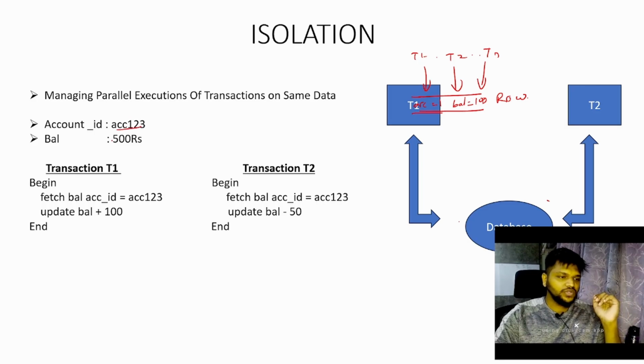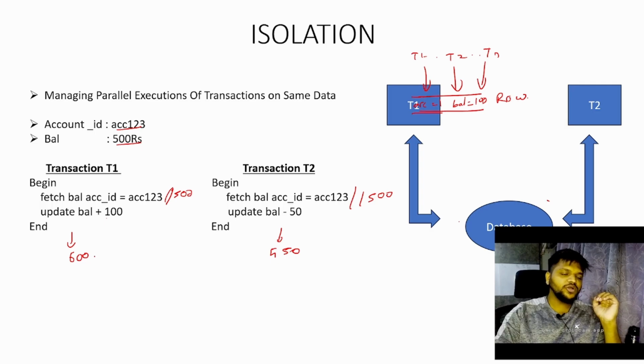Account ID, account 123, balance 500. Transaction T1 fetches the balance for account 123 and updates the balance by 100. Similarly, at the same time, transaction T2 fetches the balance for account 123 and updates the balance by minus 50. On the same row, both transactions are trying to update it. So let's say it was 500. Here it is expecting 600, and here it is expecting 450. Both have fetched 500, but the expected outcome for one is 600 and for the other is 450.